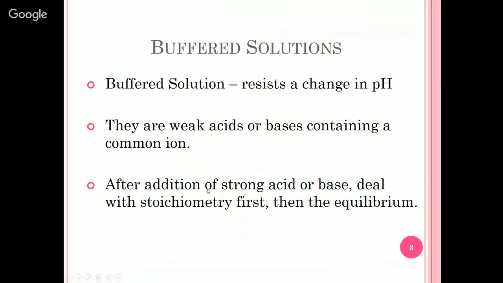When dealing with these types of problems mathematically, we have to do the stoichiometry first, which is basically just saying how many moles of strong acid have we added, or how many moles of strong base have we added. That reaction will go to completion effectively, because that's what strong acids and strong bases do. Once we've figured out how many moles we have left over, we can deal then with an equilibrium problem by setting up our ICE table.